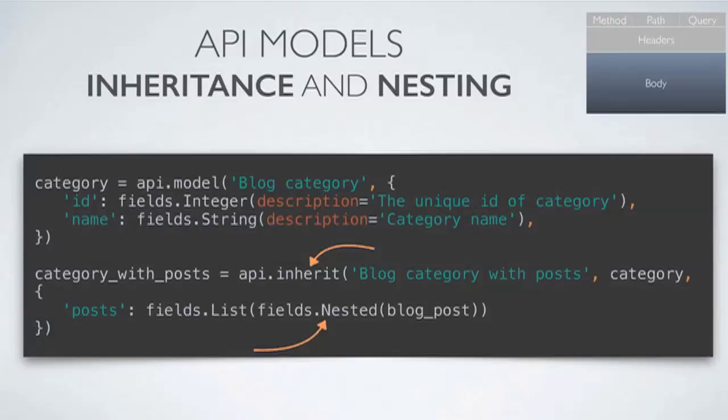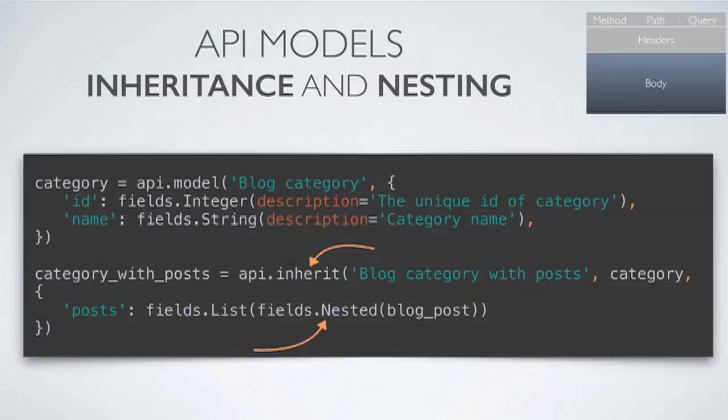And for example, here I have one API model that describes a category in the blog application. It's just a very simple ID and name. But I can have a second model, category with posts, created by inheriting all the fields from the category model and adding some additional fields. And in those additional fields, I can actually specify that this field should itself contain another JSON object. So I can use the nested field type for this.